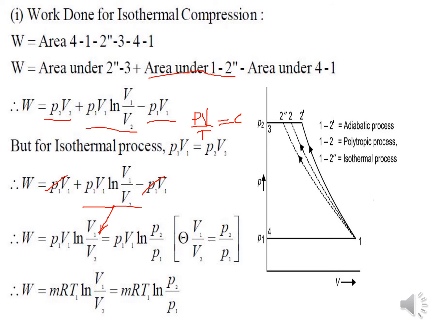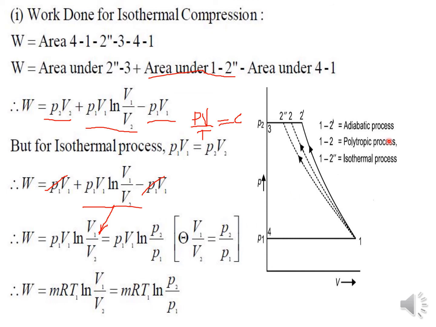Now further, what we have to write is P1 V1 is equal to ln V1 by V2. Since P1 V1 is equal to P2 V2, instead of V1 by V2 I can substitute P2 by P1. From this equation only I can write here. We also know that P1 V1 is equal to MRT1. For this equation you can write P1 V1 is equal to MRT1 ln V1 by V2, and for this equation you can write P1 V1 ln P2 by P1. So this is the derivation for isothermal compression.